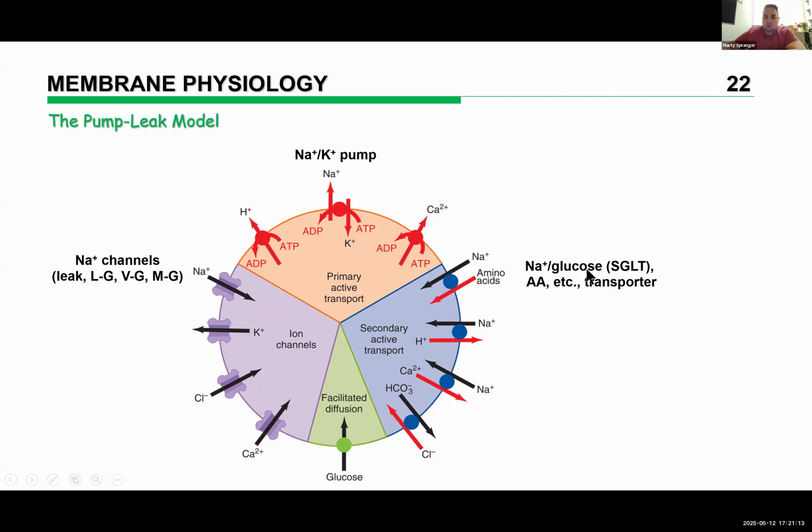What else? Well, we can use sodium to drag something else into the cell, like amino acids, like glucose, whatever it may be. So sodium glucose transporter, sodium amino acid transporter, and so forth. We could drag something out of the cell, sodium hydrogen exchanger. We could drag calcium out of the cell, sodium calcium exchanger. So that's really what the pump leak model is. I wouldn't worry about the rest of this stuff here. That's what I really want you to know about this slide. Yeah, we have calcium pumps and proton pumps in the body as well, and we'll talk about those, but that's the gist of the pump leak model. Pump out something and you can use its gradient to do things.